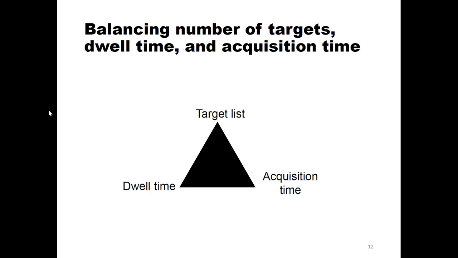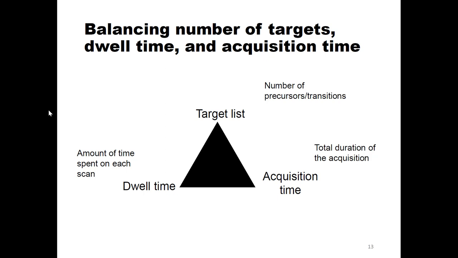So it comes down to balancing three things. Your job, if you're developing methods, is to think about these three things. One is the target list. We just talked a lot about the target list. The second is acquisition time, so just how long you're going to use to acquire the data. And the third is dwell time. The target list is probably determined in part by the experiment. Your boss says, I want to measure 200 proteins, and you're like, yeah, probably not. But however long or however short that list is, it's one factor to consider.